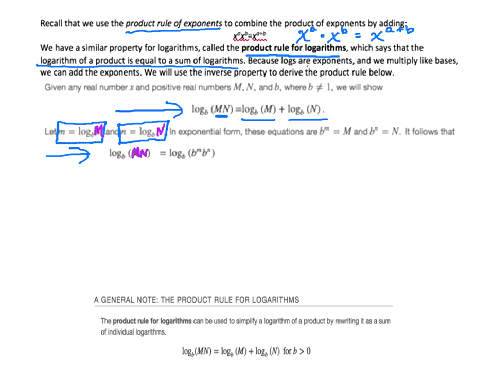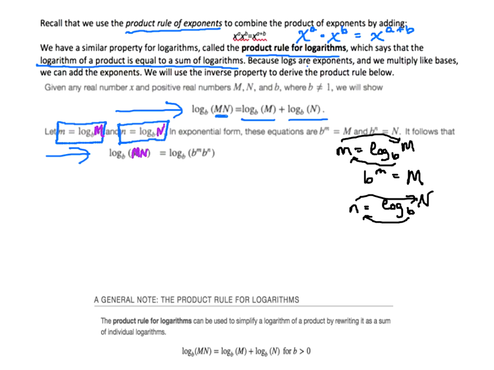So off to the side, if I start with m equals log base b of M, if I change that to exponential form, I start at the base, raise to the is, and equals the of, that says b to the m equals big M. And same thing with n equals log base b of capital N. Start at the base, raise to the is, equals the of. That says b raised to the nth power is capital N.